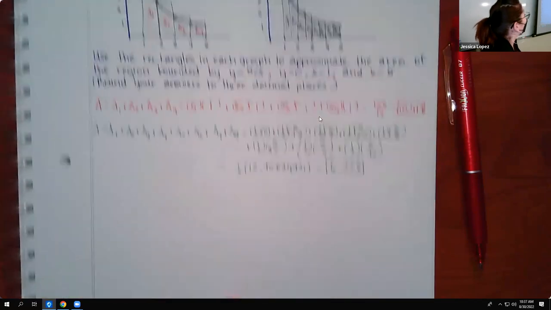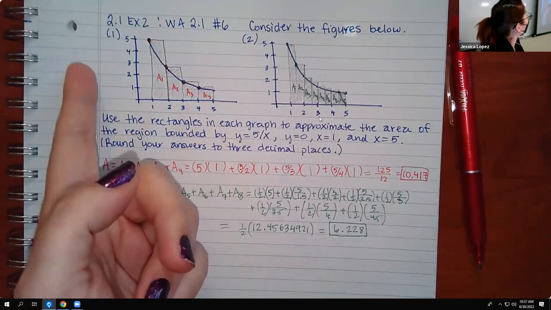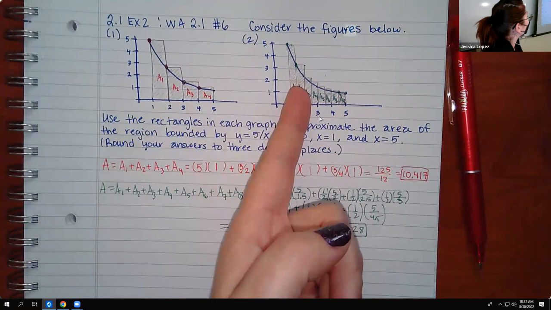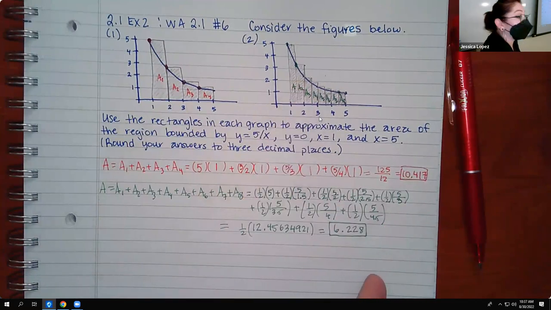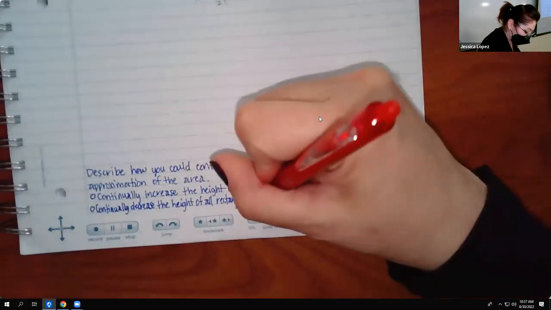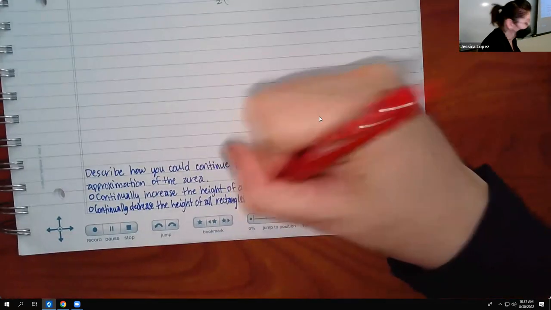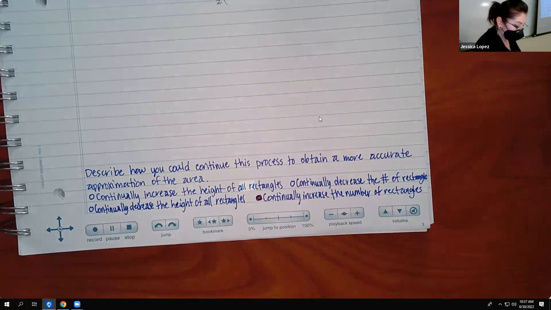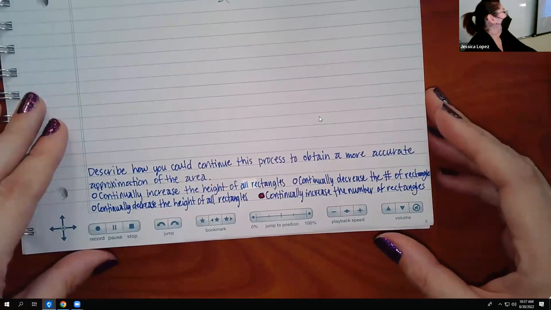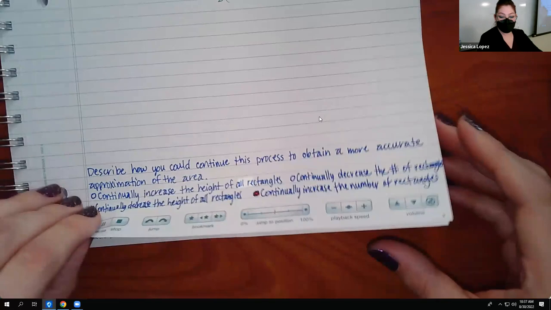That's the one, because we already know just from going from 4 rectangles to 8 rectangles, we lost some of that overage and got closer, right? And so if I were to do it again to 16, I'd get even closer to my actual area, okay? So it is going to be this last one. You have to increase the number of rectangles. I thought I was going to need a lot more space than I needed, but that's okay.